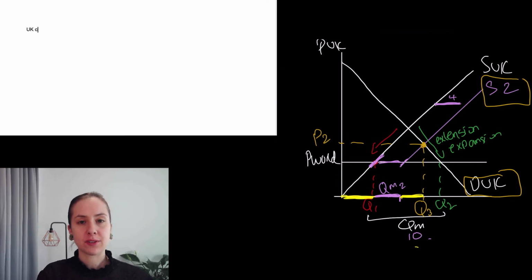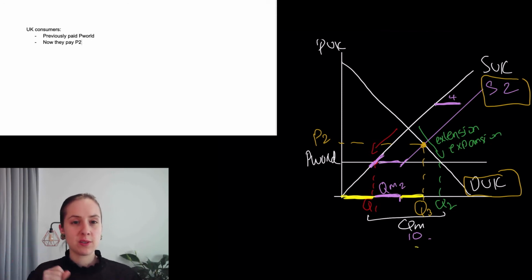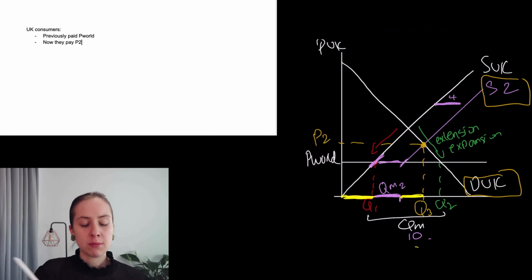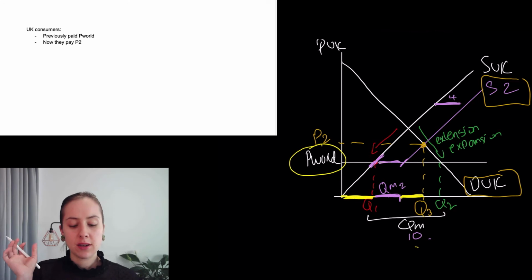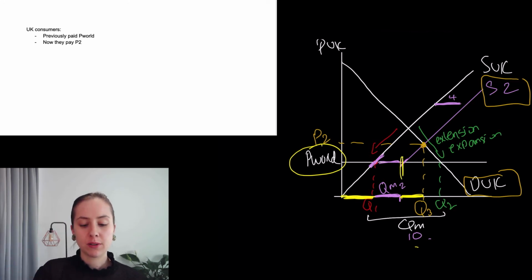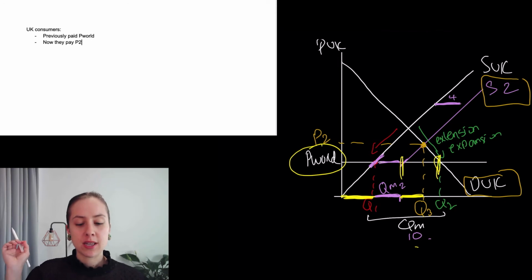Let's think about the impact on the UK consumers. UK consumers previously paid P World, and now they pay P2. They pay P2 because the UK suppliers saw, well, there's not going to be enough supply available compared to what people want. Remember, at P World, the supply available was all of this much, but people wanted all of this much. So there was still excess demand, and as a result, the price was able to increase.